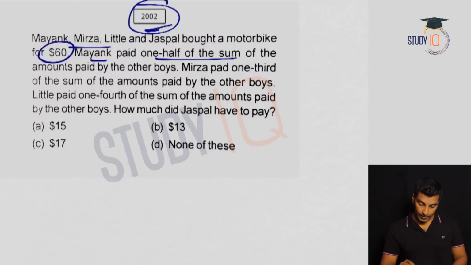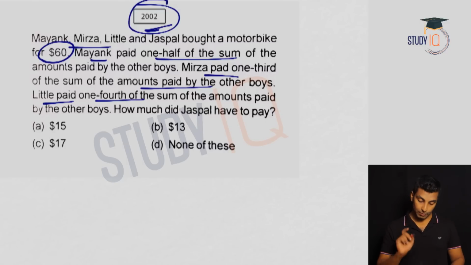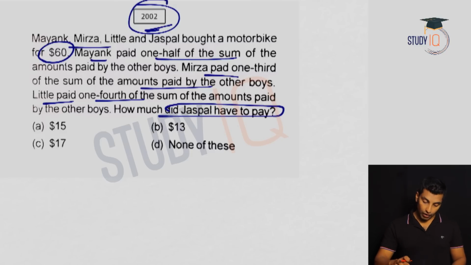Then the second person paid 1/3 of the sum of the amount paid by other boys. And this guy paid 1/4 of the amount paid by the other persons. So how much did the last person have to pay? Okay, now how will you start?